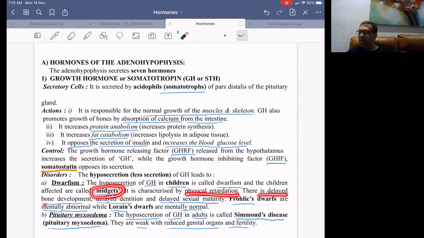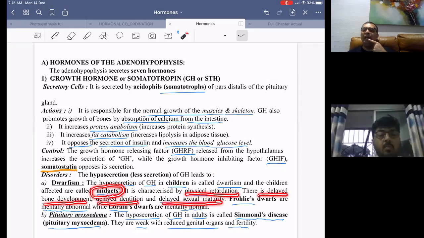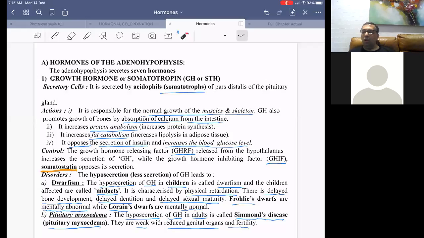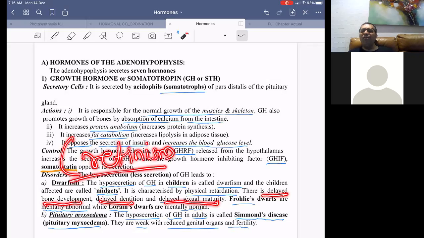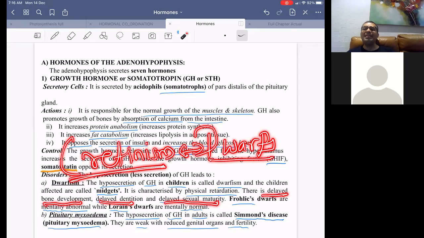There is delayed bone development, delayed dentition, and delayed sexual maturity. It sounds familiar. All this was also found in cretinism. Cretins had the same: bones are delayed, so height is reduced, dentition is delayed, sexual maturity is delayed. So dwarfs and cretins share similar features. So a child with short stature who is physically retarded comes to you, he could be a cretin or he could be a dwarf. How do you distinguish it? How do you know whether this is a dwarf or a cretin?